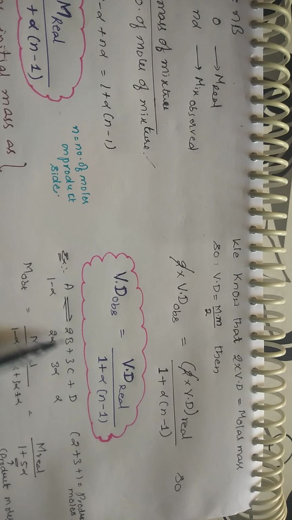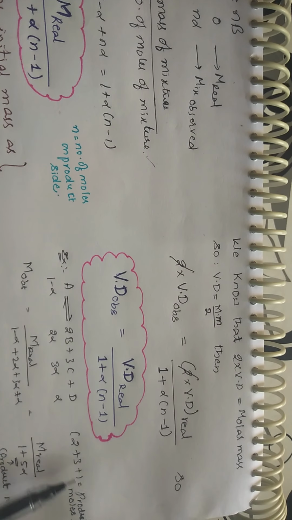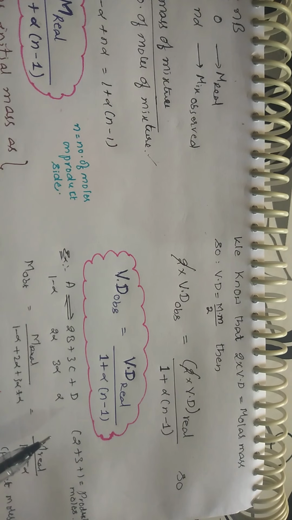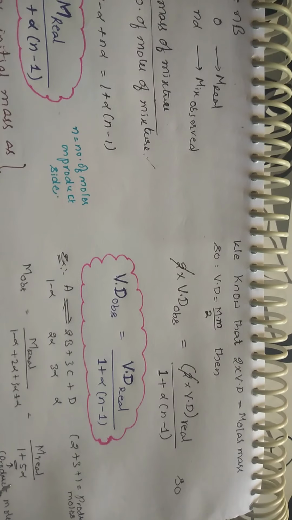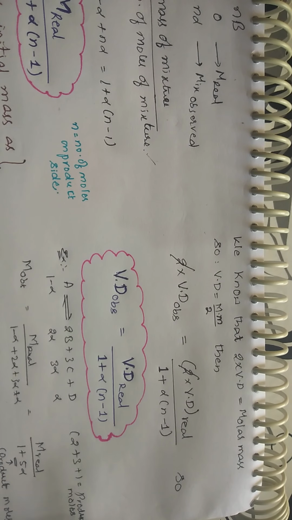Suppose A is there: 1 minus alpha, and you are getting 2 alpha, 3 alpha as well as 1 alpha. So it is 1 minus alpha plus 2 alpha plus 3 alpha plus alpha. In total you will be getting this, the total number of moles at the equilibrium. So this is the content.